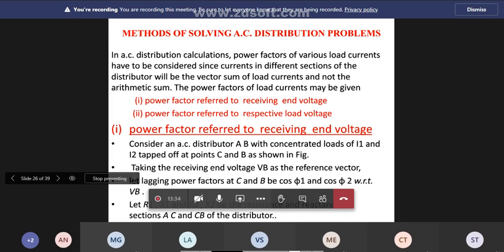To calculate the different consumer voltage drops, two methods are available: power factor referred to receiving end voltage, and power factor referred to respective load voltages. Receiving end voltage is nothing but consumer voltage. Depending upon the consumer voltage, we have to calculate the voltage drop. And power factor referred to respective load voltage is nothing but the total load voltage. We have to calculate according to total load voltage, and we have to calculate only the receiving end voltage.